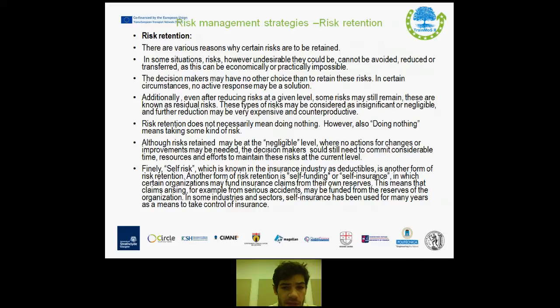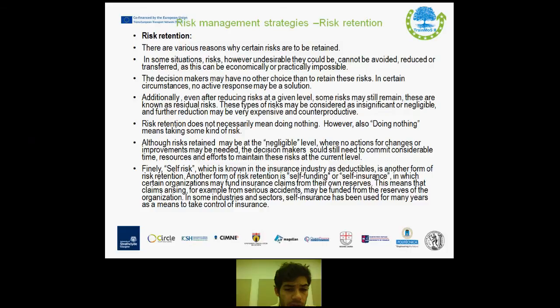Finally, we have the management strategy of risk retention. Risk retention means that certain risks are to be retained as they cannot be avoided. In some situations, risks, however undesirable they could be, cannot be avoided, reduced, or transferred, as this can be economically or practically impossible. The decision makers may have no other choice than to retain these risks. In certain circumstances, no active response may be a solution.